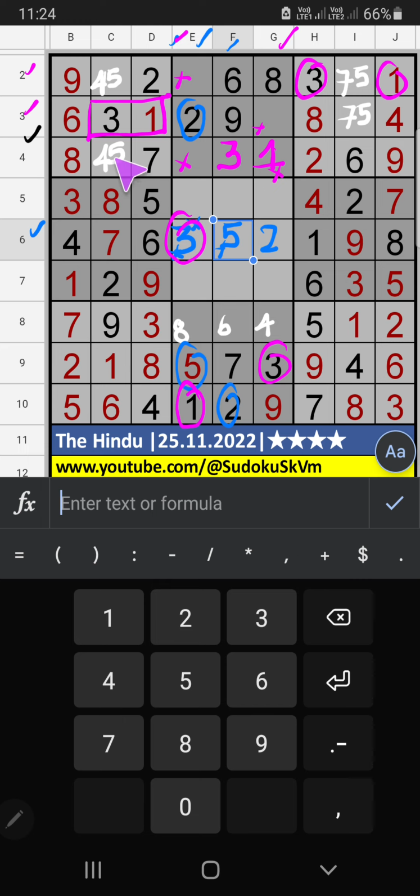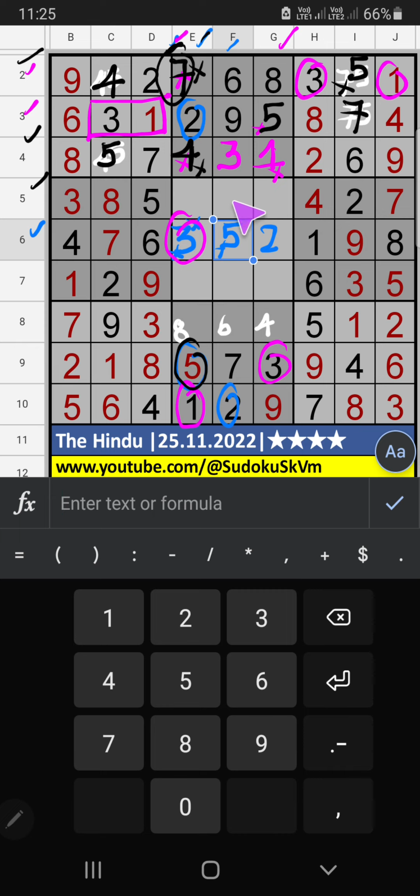Then the fourth row, 2 numbers are remaining, 4 and 5. Column E, we have 5. So 5 can't come in the cell, 5 is confirmed here, then 4 is here. Then first grid, only one number is remaining, 4. 4 is confirmed here. Then second grid, 2 numbers are remaining, 5 and 7. Column E, we have 5. So 5 can't come in the cell, 5 is confirmed here, then 7 is here.